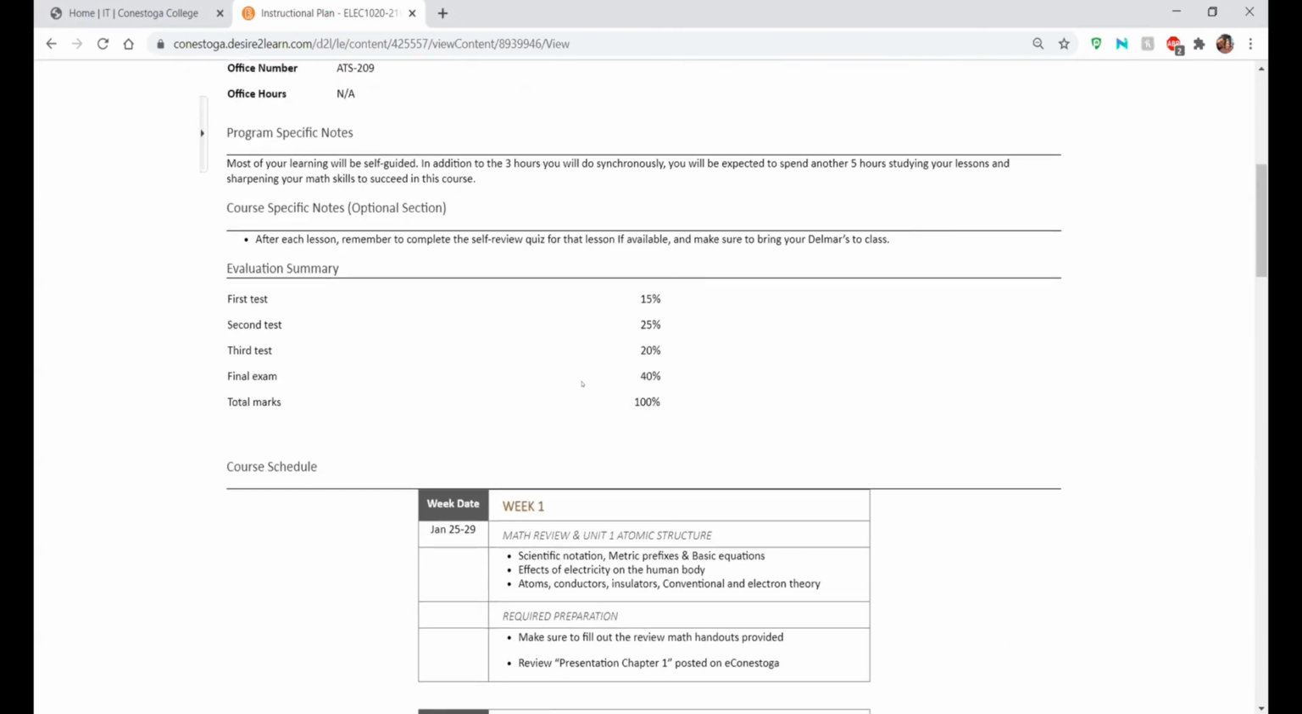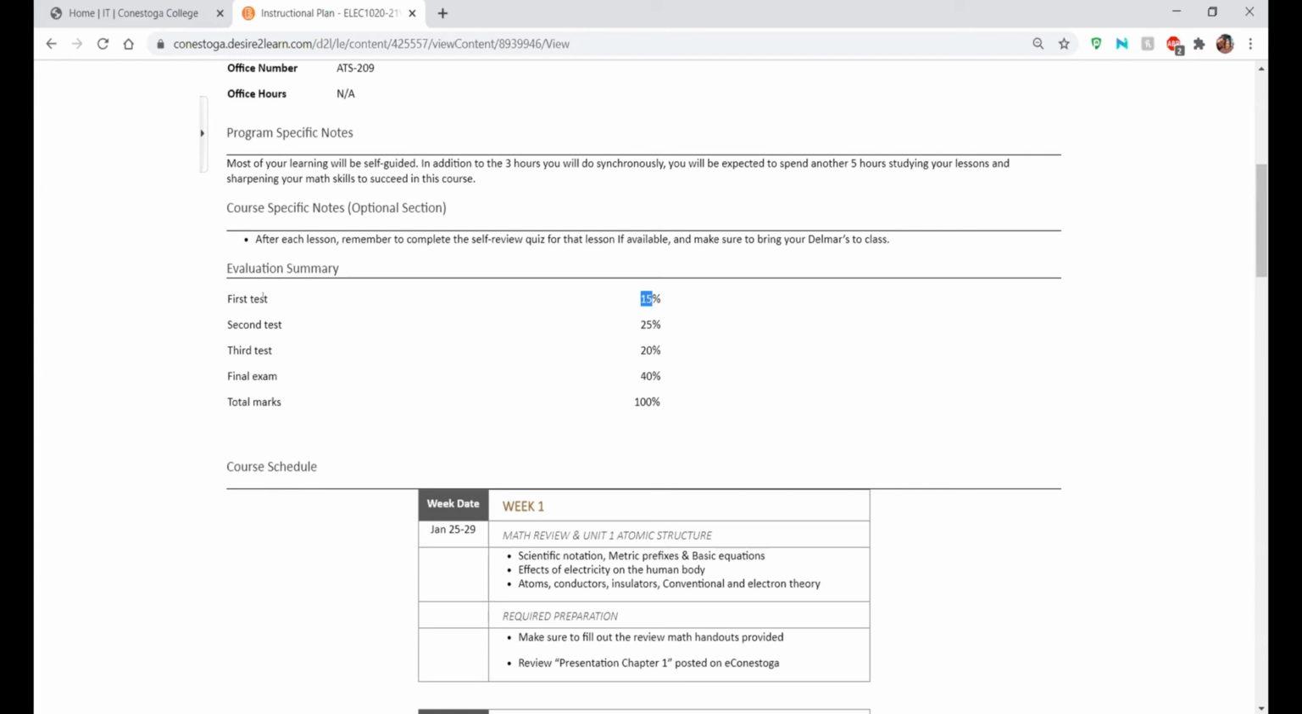This is just to give you an idea of what we are going to cover throughout this course. As you were seeing in the course outline, you are going to have 4 different tests, beginning with test number 1, which is going to be worth only 15% of your final mark. And then the second test, which is going to be based on series and parallel circuits, is going to have a weight of 25% of your final. And then the third test is going to have a weight of 20% and the final 40%. Everything adds up to 100%.